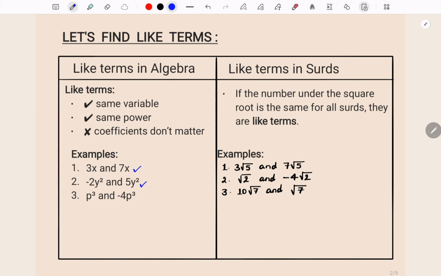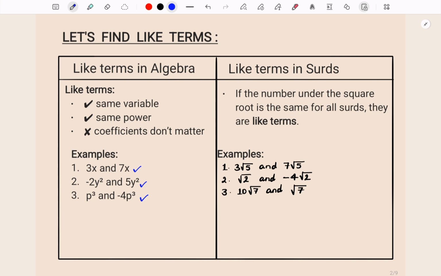Let's talk about the third example. We have p cubed and negative 4p cubed. Again, the variable is p and the powers are the same. So these are a few examples of like terms in algebra.